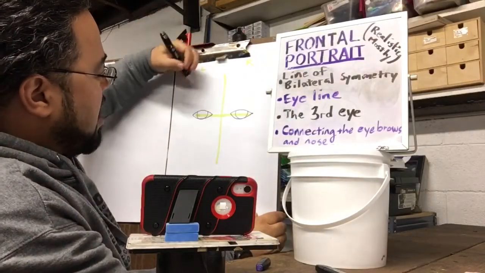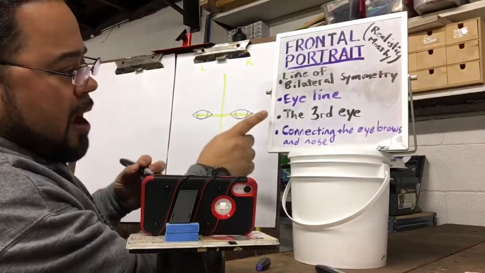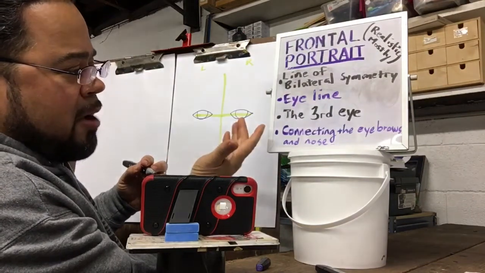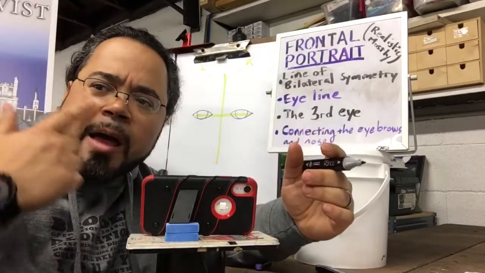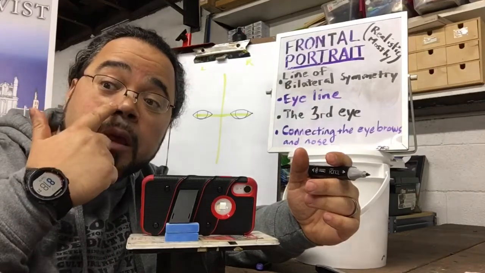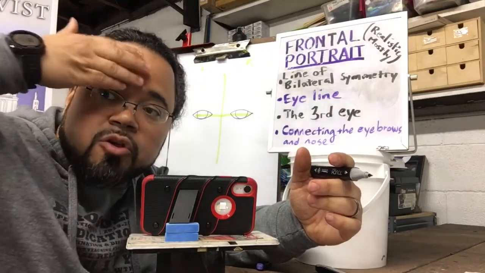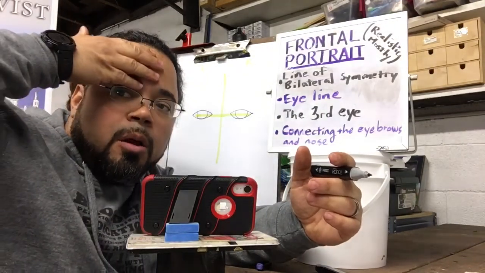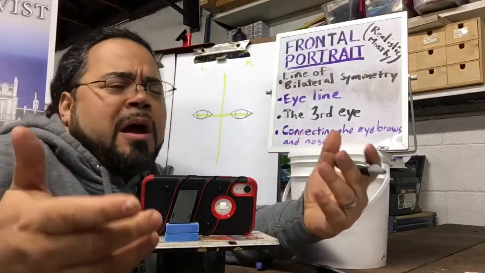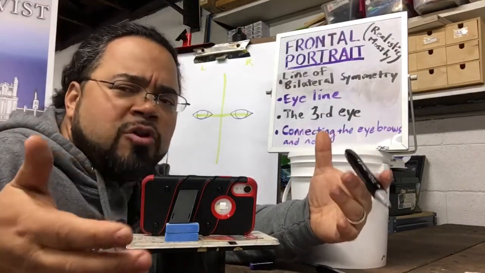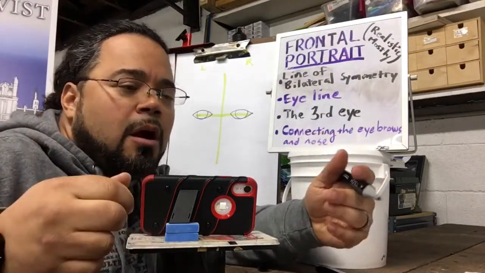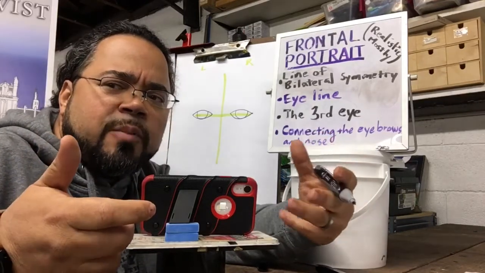Now, we've got that in place. Now we're gonna go to the eyebrows, and I want you to understand how the eyebrows are connected down to the nose, because your forehead comes out a little bit more than your eyes. And in my class, we talked a lot about the brain, which I'll also make some videos about as well.